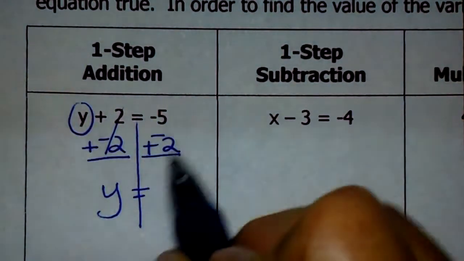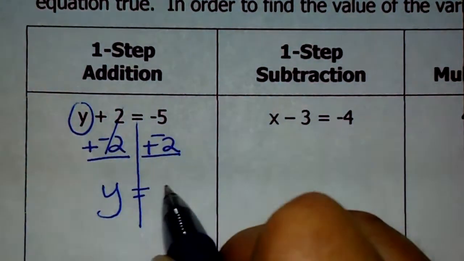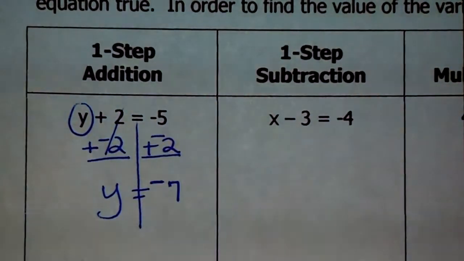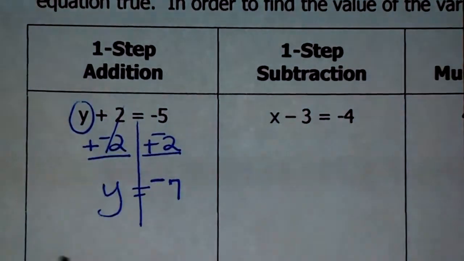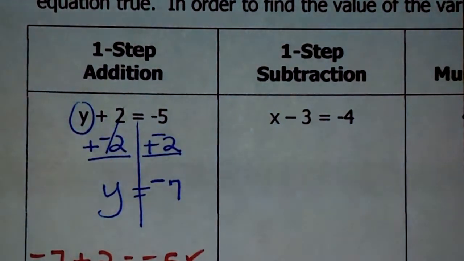So now let's combine like terms on this side. A -5 plus a -2, same sign, add the digits, keep the sign. Now y is isolated, and according to this, we got y equals -7. To make sure that we're right, replace the y with -7, add 2 to that, and see if you get -5. Is -7 plus 2 -5? Yeah, so we know that y is -7.